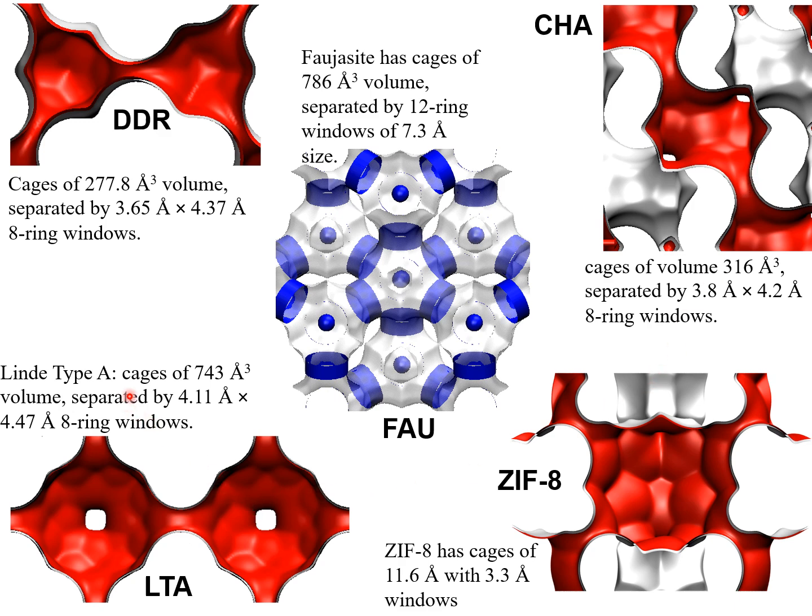LTA4A zeolite that consists of cages of 743 cubic angstrom separated by windows of approximately 4 angstrom. Faujasite zeolite that consists of larger cages of 786 cubic angstrom separated by larger windows of 7.3 angstrom. And the fifth host material used as membrane layers is ZIF that consists of cages of diameter 11.6 angstrom, and the windows are flexible with an aperture size of 3.3 angstrom.